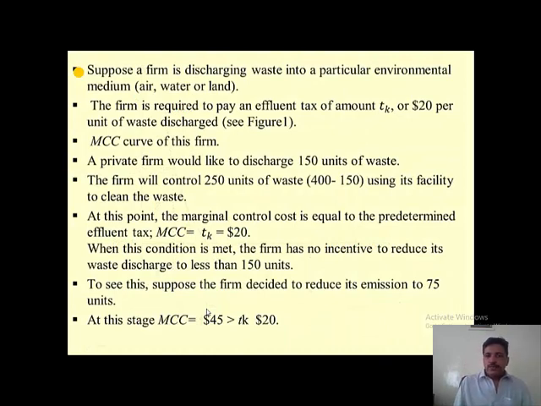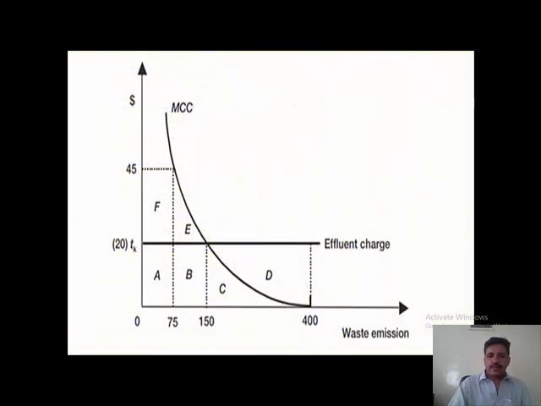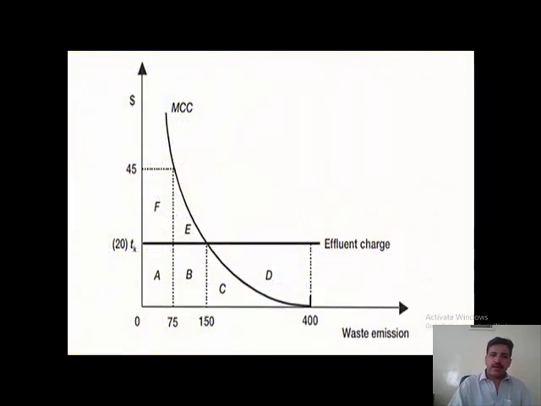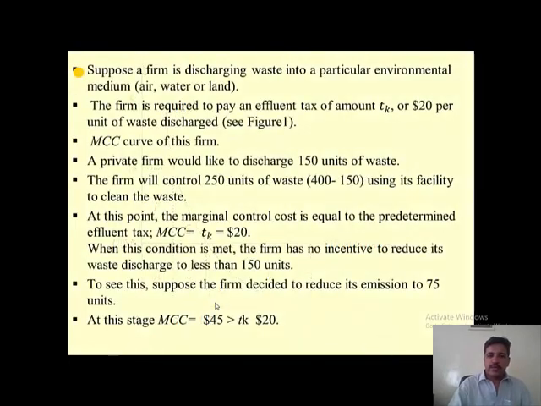At this point, the marginal control cost, or the marginal cleaning cost, is equal to the predetermined effluent tax. Here we see both the curves intersect, so at this point the TK and MCC are equal. With this condition met, the firm has no incentive to reduce its discharge to less than 150 units. It will never discharge less than 150 units. If it does, it will face the cost.